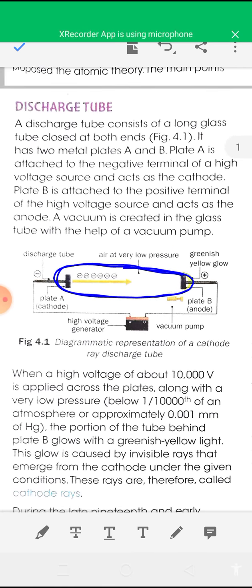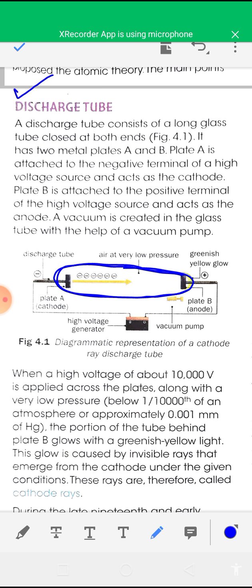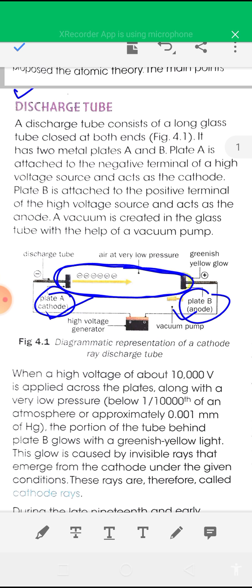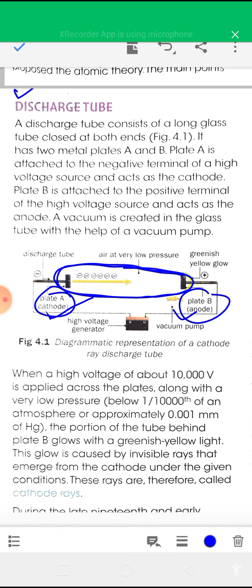Now see the discharge tube. What is a discharge tube? It is a glass-made instrument. A discharge tube consists of a long glass tube closed at both ends, and it has two metal plates, plate A and plate B, which are also known as electrodes. Plate A acts as cathode and plate B acts as anode. And this is a closed tube.